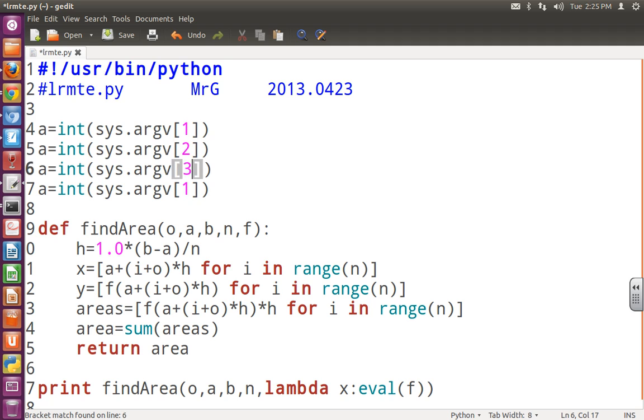Well, what if I want right sum? What changes here? 1. Okay. What if I want mid sum? What changes here? 0.5. 0.5 or 0.5, same thing. All right, let's test that much.